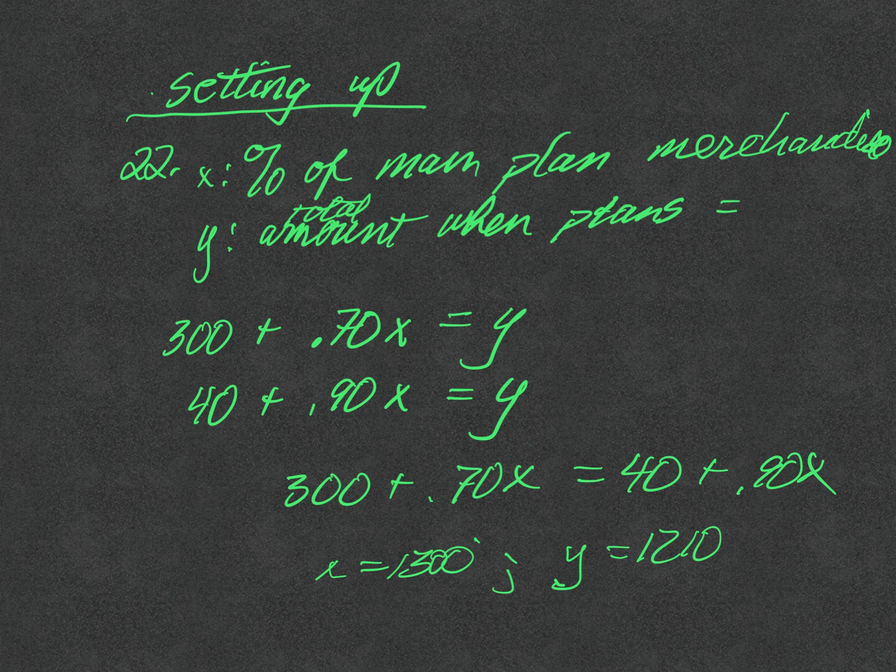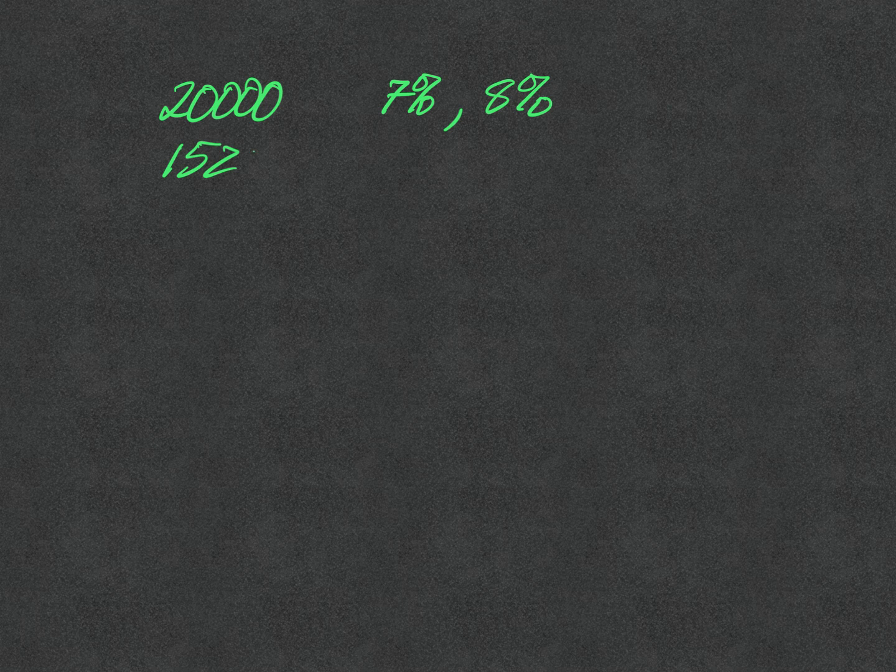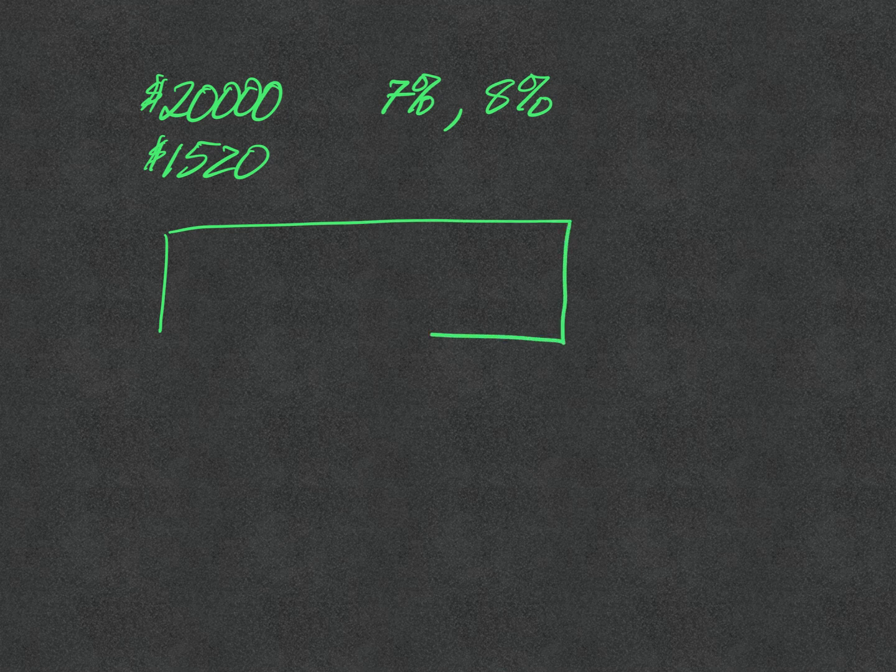Let's go to another one. So the next problem is an interest problem. What we're going to do is invest $20,000 in two accounts. One earns 7% interest, one earns 8% interest. And we're going to know that at the end of the time, we're going to earn $1,520. And so we're going to use our box method on this. And let's talk about how it works here.